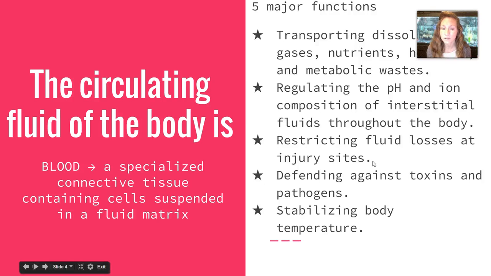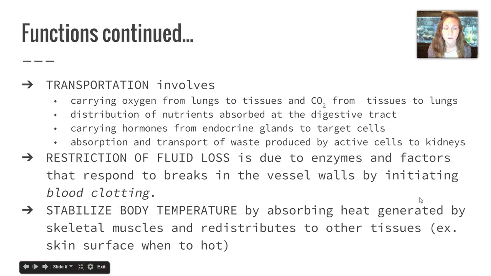Now, blood has several important functions and unique physical characteristics. It is a specialized connective tissue containing cells suspended in a fluid matrix. There are 5 major functions: transportation of dissolved gases, nutrients, hormones, and metabolic waste, regulates the pH and ion composition, it restricts fluid loss, defends against toxins and pathogens, and stabilizes body temperature.